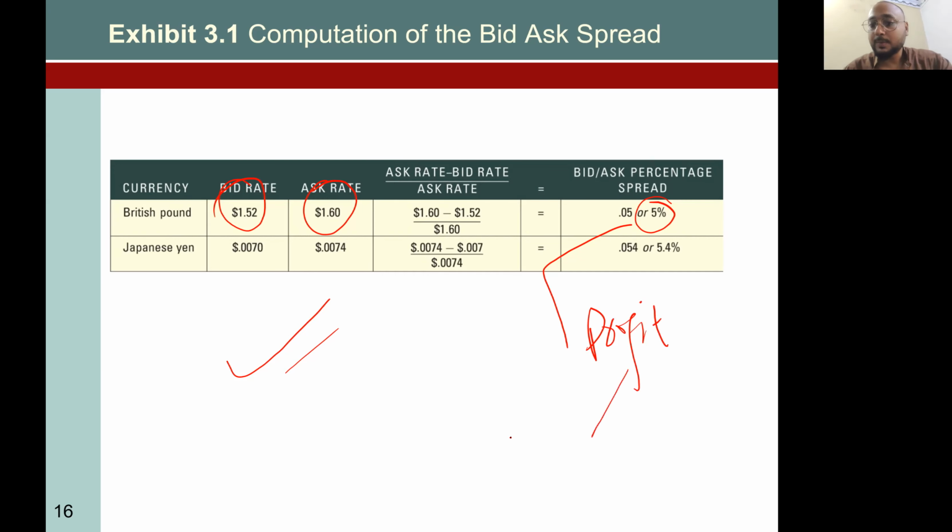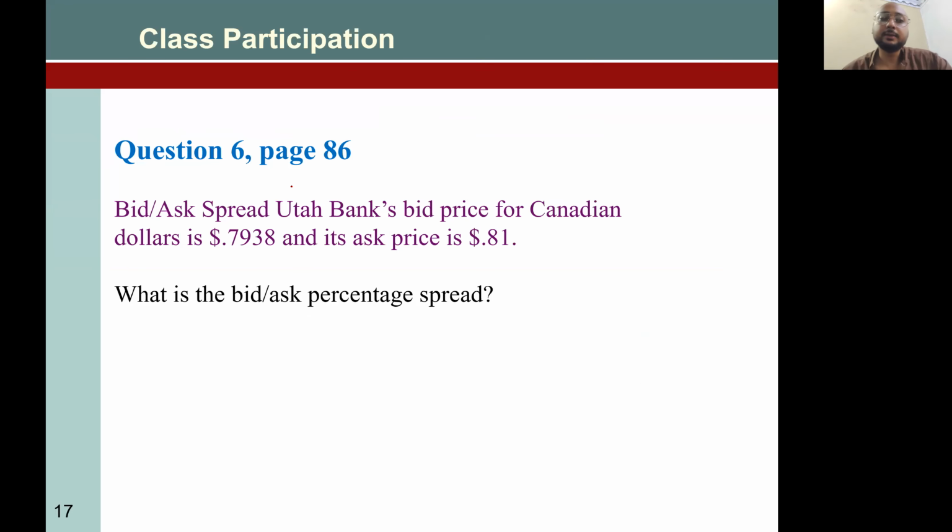So we talked about whether this is profit. The answer is no, this is not the profit. This is just the spread, right? You're going to call it gross profit because we haven't yet deducted our cost of this. And then we did question number 6 on page 86, on what the bid ask spread of the Canadian dollar is. Let's move on.